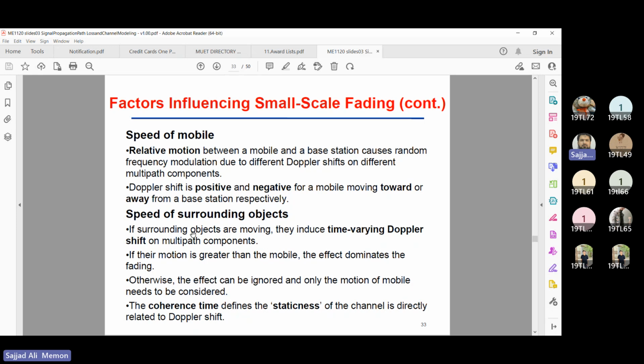Time varying means it will have different time dimensions than the other signals, and it will also experience the Doppler shift depending on the movement of the car, whether it's moving towards the base station or away. Their shift can be positive or negative. If their motion is greater than the mobile, the effect dominates the fading. Otherwise, the effect can be ignored and only the motion of the mobile needs to be considered.